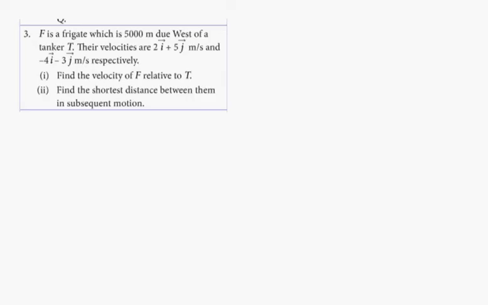Why is F relative to T easy money? What do we have to do? The velocity of F relative to T is the velocity of F minus the velocity of T, and you usually get 5 marks for this. F and T, everybody right with that?